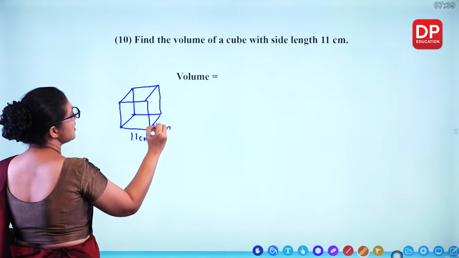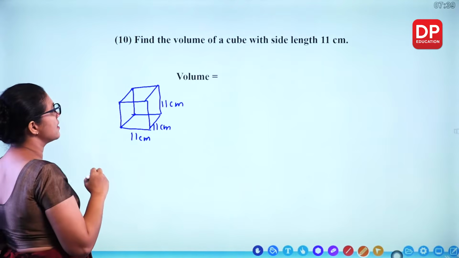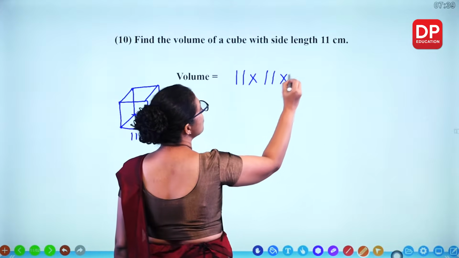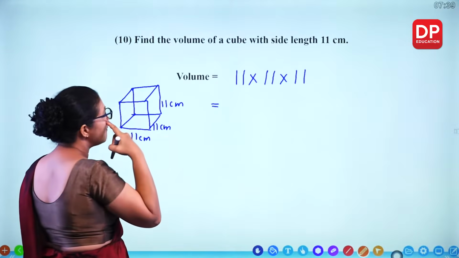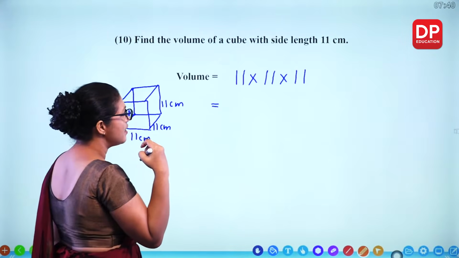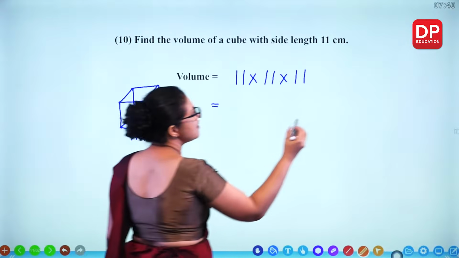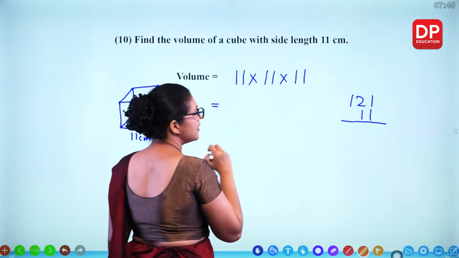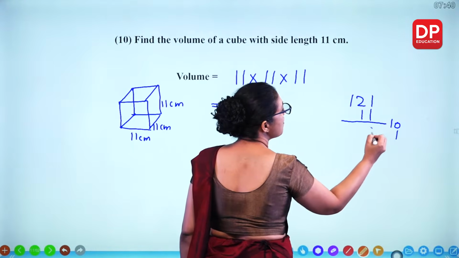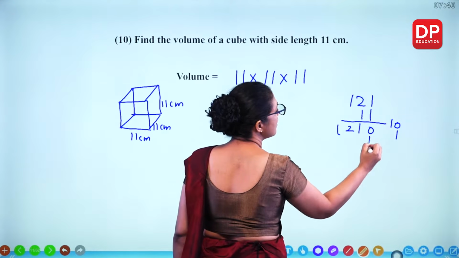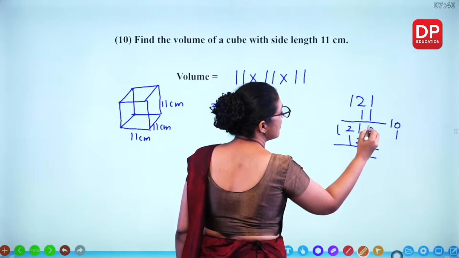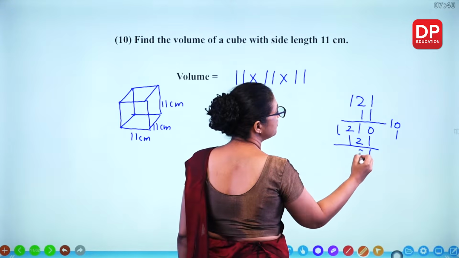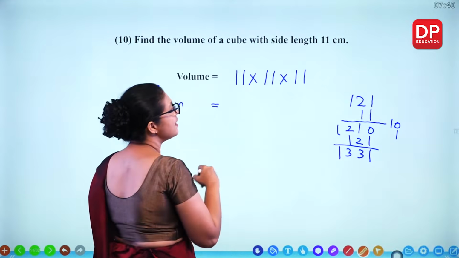11 centimeters, and here also 11 centimeters. So what's the volume? Length into width into height. 11 times 11, 121. 121 times 11? So what's that? You need to multiply by 1 and 10 and add it. 1331.